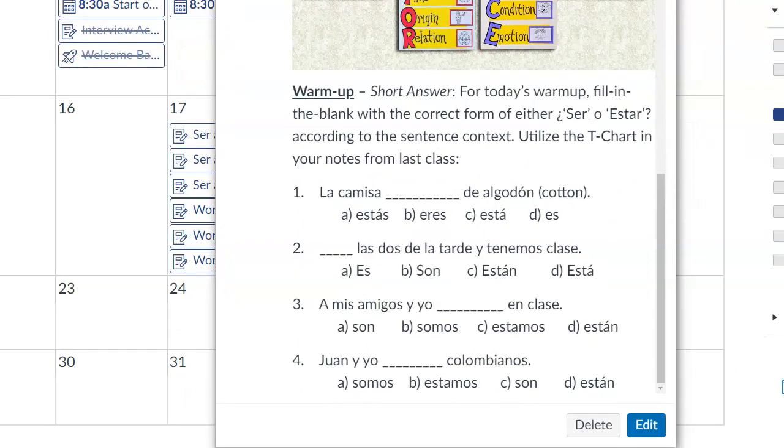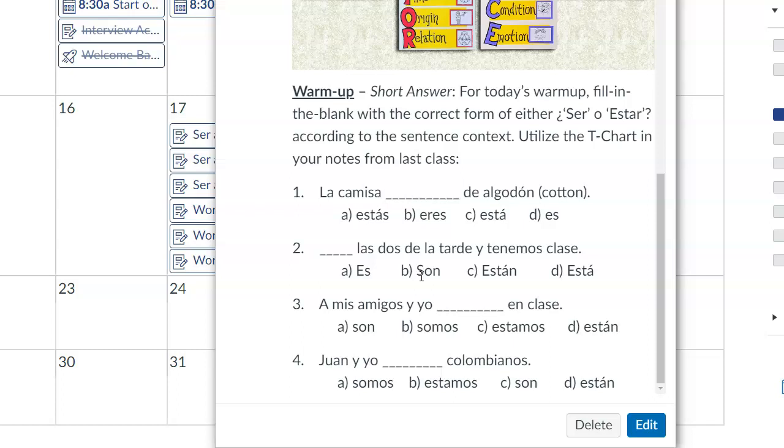For number one, the correct answer would be ser, es, because we're talking about the shirt being made of cotton. That would be a characteristic or origin. For number two, son las 2 de la tarde y tenemos clase. We're using the verb ser for number two because we're talking about time.